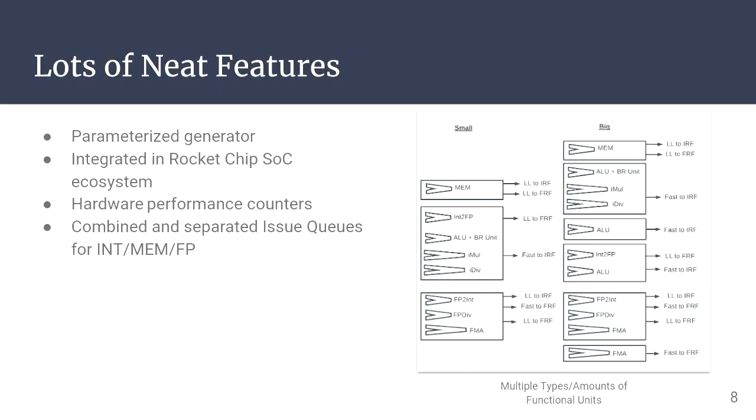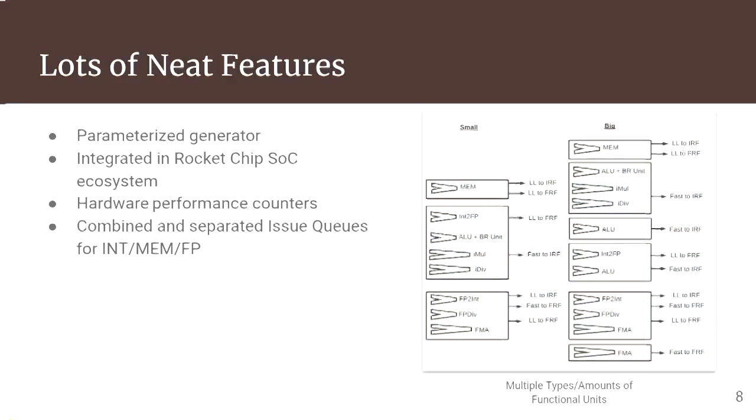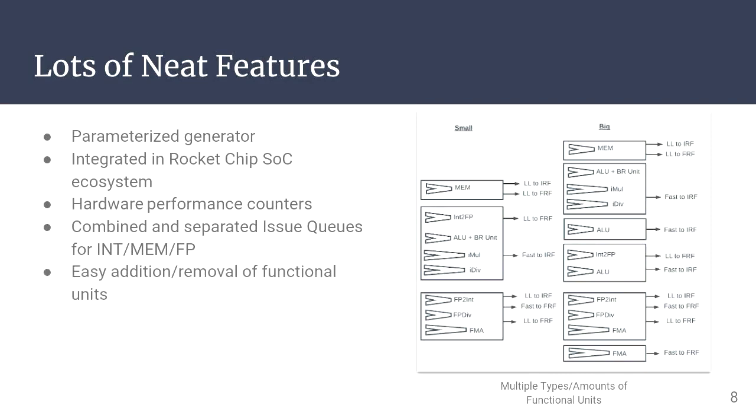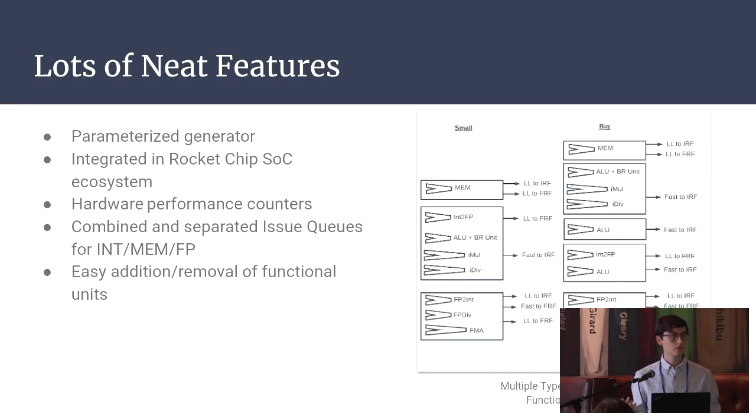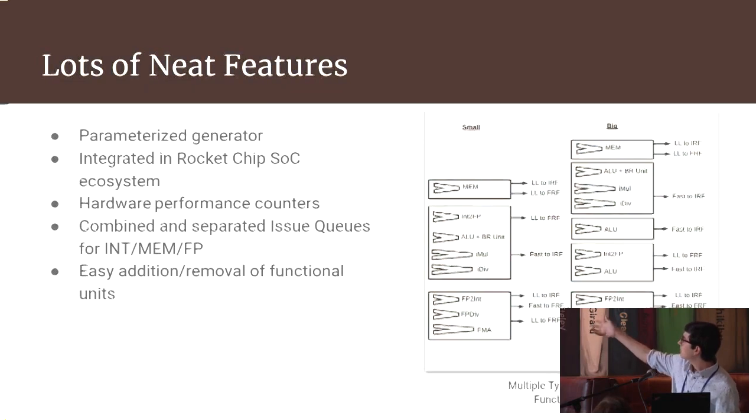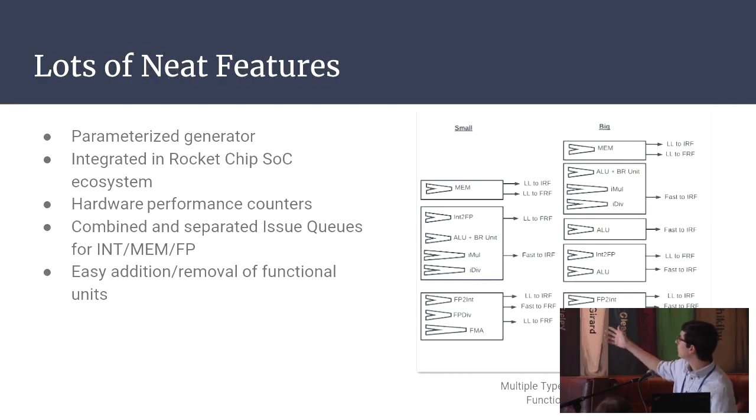You can mess around with the issue queues, similar to how ARM has a unified issue queue or separated ones for different execution units. So you can play around with that. It's really easy to change the number of functional units that you have. For example, in the picture, you have three functional units that have different things inside of them, and depending on the configuration, you can change it around and have more or less.